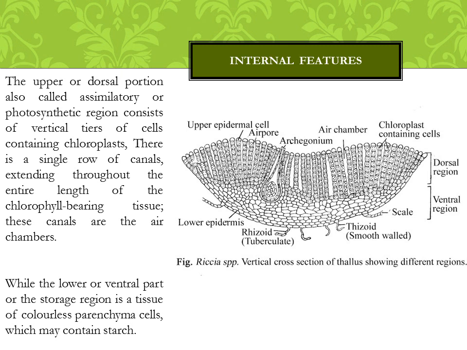the lower region is called the ventral part, which is a tissue of colorless parenchymatous cells which may contain starch. That's why it is called the storage region. The assimilatory region or the photosynthetic region of the thallus consists of unbranched green photosynthetic filaments.